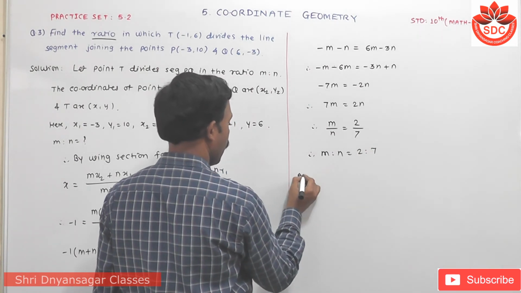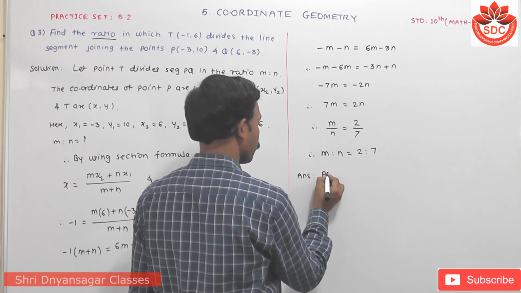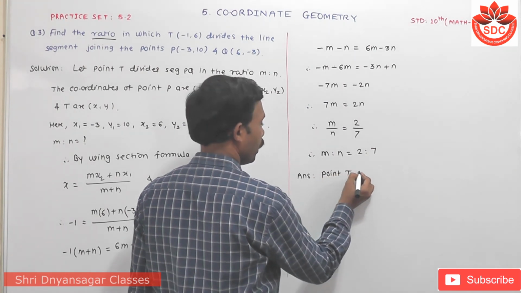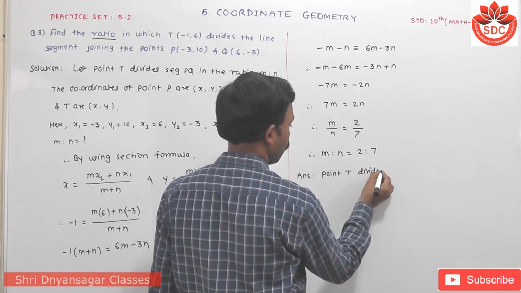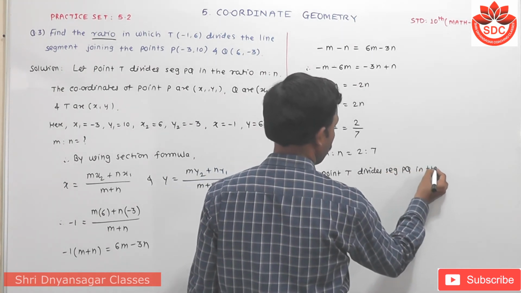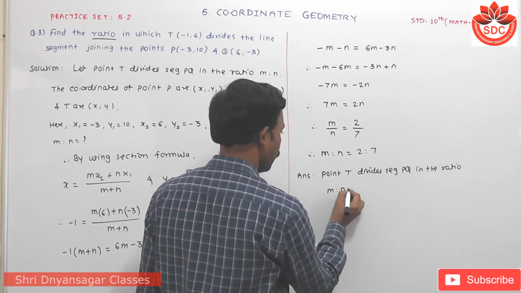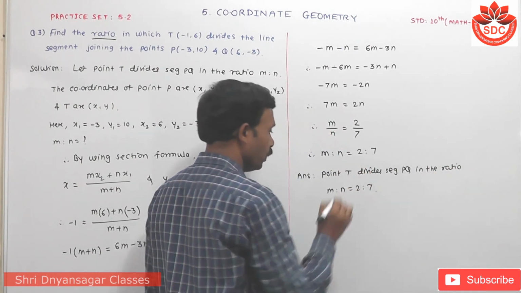So the answer in a full sentence: Therefore, point T divides segment PQ in the ratio m:n is equal to 2:7.